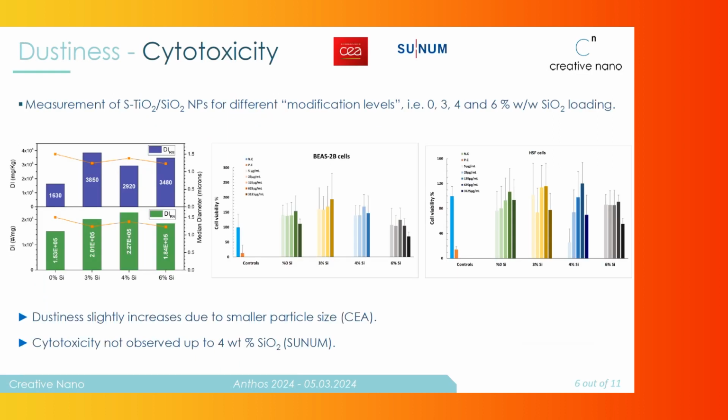So we turned to our SbD for Nano partners for carrying out a lot of measurements. I don't have the time to go over them. I will just point out three key findings and acknowledge the respective partners. SOSEA did some really nice dustiness measurements. Dustiness is increased upon the SbD modification. This is not unexpected since, as I just mentioned, the particles are becoming smaller. But by contrast, cytotoxicity measurements performed by Sunum suggest that no cytotoxicity was observed, at least up to 4% silica incorporation. So this was good.